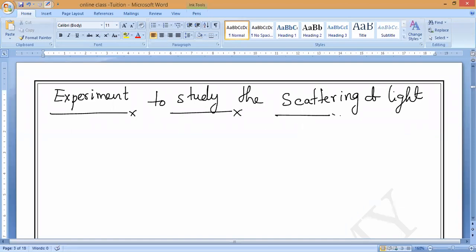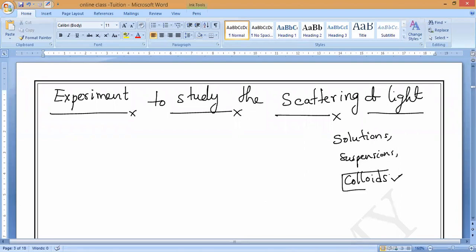Yes, sir. So now, as you know, in class 9 you studied which substances will show the path of the light, guys. Like solutions, suspensions, and colloids. Which one will show the path of the light? Colloid. Colloidal solution. Colloids only will let us see the path of the light clearly.